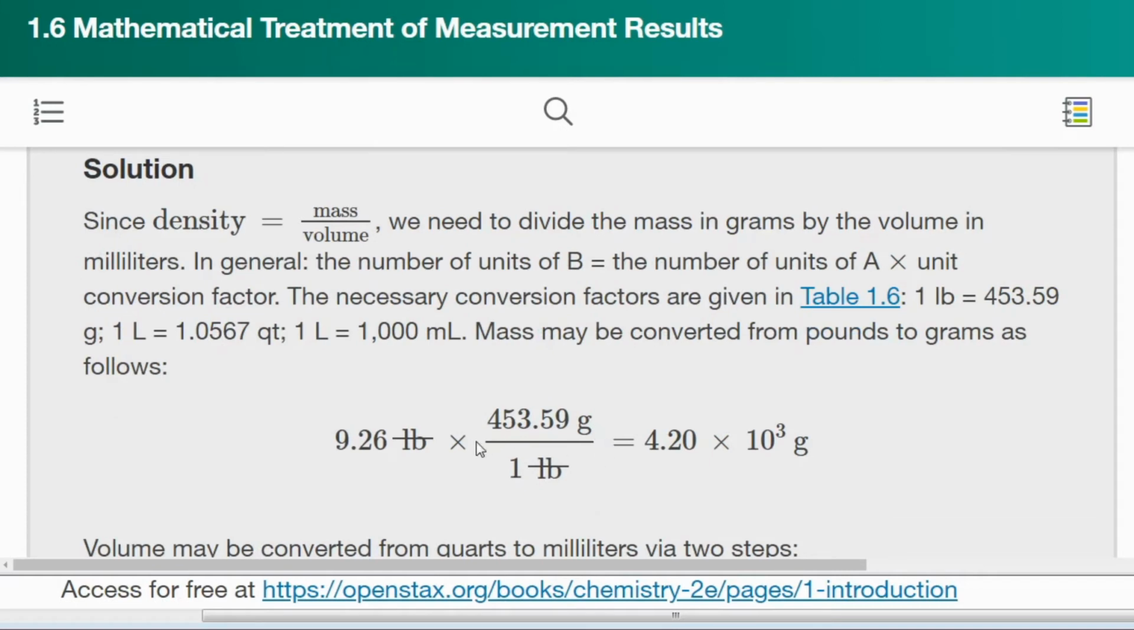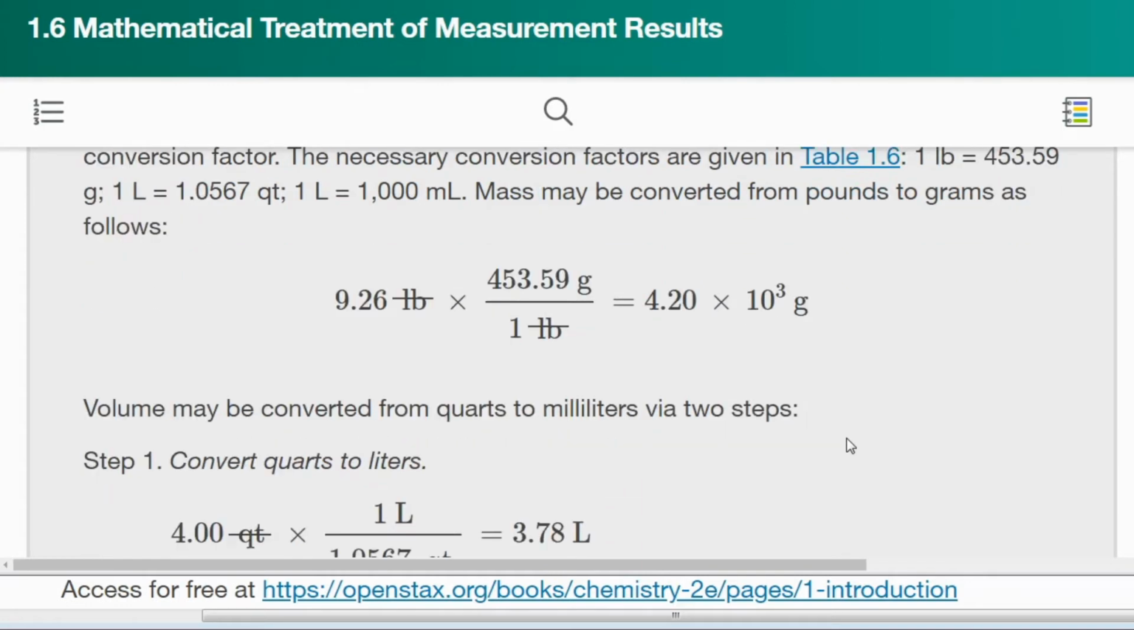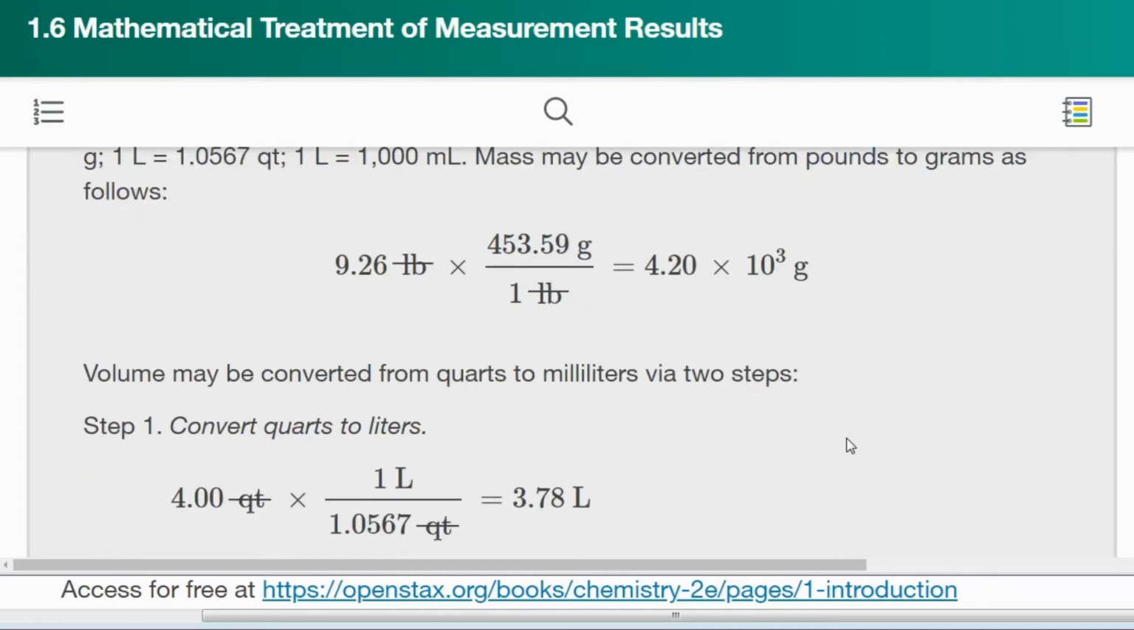So to convert pounds to grams, you take 453.59 grams equals 1 pound. So 9.26 pounds equals 4.20 times 10 to the third grams. I know this is a little confusing. Maybe as I work through an example, this will be a little clearer. But this is going to be multiple steps to get the units that are desired at the end. So now step 1, convert quarts to liters. We convert the 4 quarts into liters at 3.78 liters.